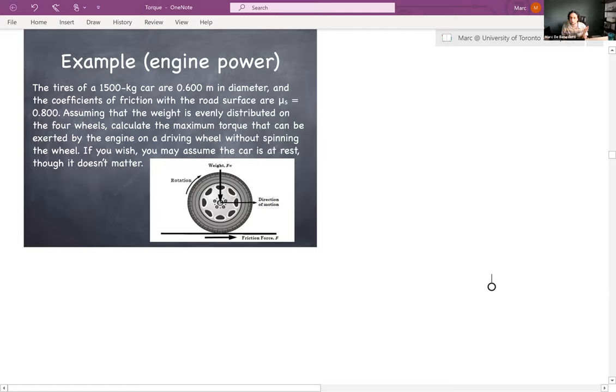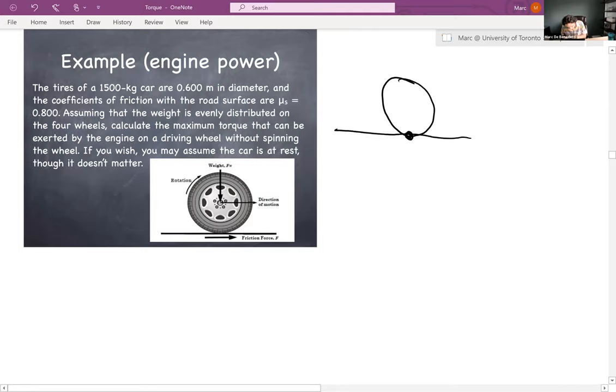Hopefully you've never done this with your own car because it's bad for the tires, but if you accelerate too quickly, your tires spin. And in the winter time, at least in Canada, when the roads are snowy and icy, the coefficient of friction is lower, and when you accelerate from rest, your tires will often spin. This is because your engine is providing too much torque to the tires and it overcomes static friction. So the question is asking how much torque the engine can provide to the tire before the tire starts spinning, breaking static friction. So we start with a free body diagram.